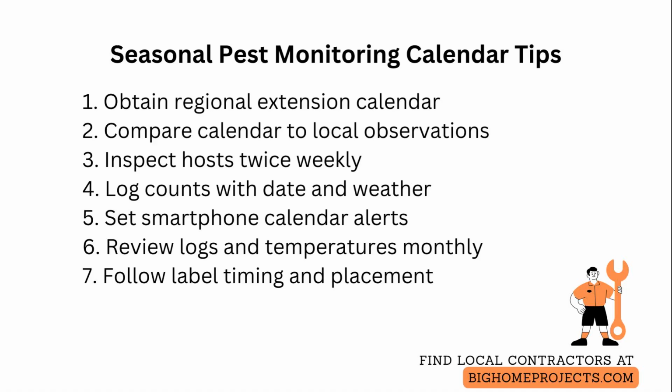Use pheromone traps and visually inspect host plants twice weekly during predicted emergence windows and record counts in a simple log that includes date, trap count, and weather notes so you can detect trends. Set smartphone calendar alerts for the start, peak, and end of each target pest window to prompt monitoring and to schedule treatments only when counts exceed your action threshold.